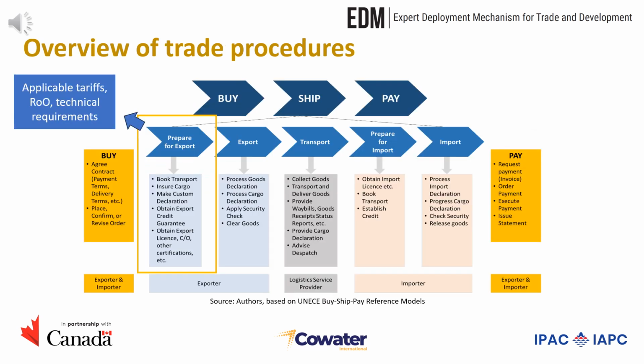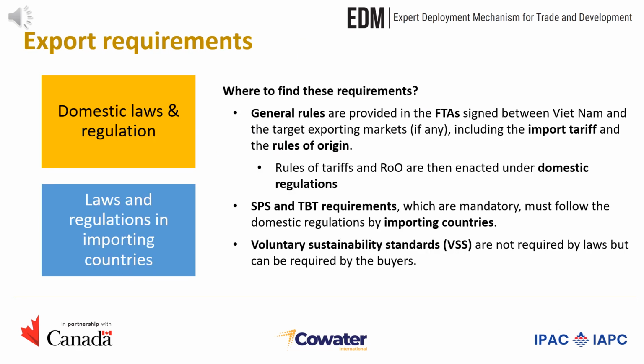We will now look at the steps to preparing for the export process. These steps include understanding the applicable tariffs, rules of origin, as well as the technical requirements such as SPS, TBT, and sustainable standards. We will also discuss the documentation and record-keeping requirements for exporters. To benefit from exporting, the cooperatives must follow both domestic laws and regulations that govern the export process in Vietnam and laws and regulations that govern imports at the target market.